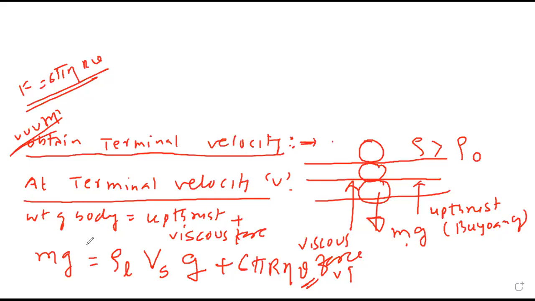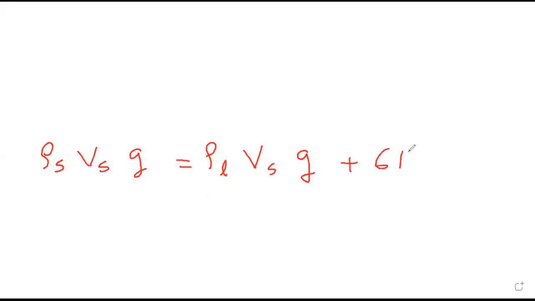Done, sir. Everybody is done? So weight mg, and upthrust is density of liquid times volume of solid immersed times g, plus 6 pi eta r v. Can I write mg as density of solid into volume of solid into g? Can I write like this? Weight formula, density of solid times volume of solid times g, equals density of liquid times volume of solid times g plus 6 pi r eta v. Any doubt?